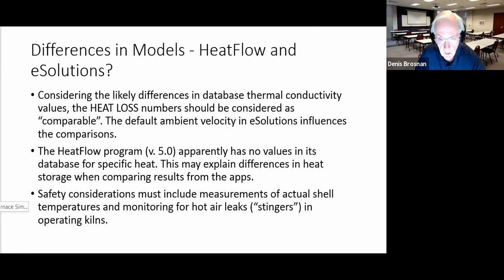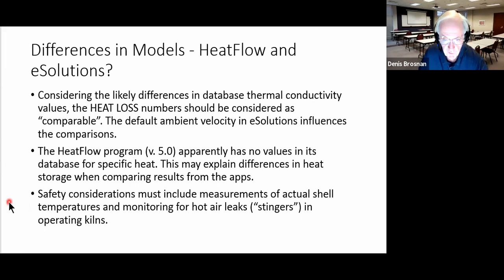Now on heat storage, since my version of heat flow has no values of specific heat, I have to guess that anything that my program has predicted is way understated. This may or may not be the case.